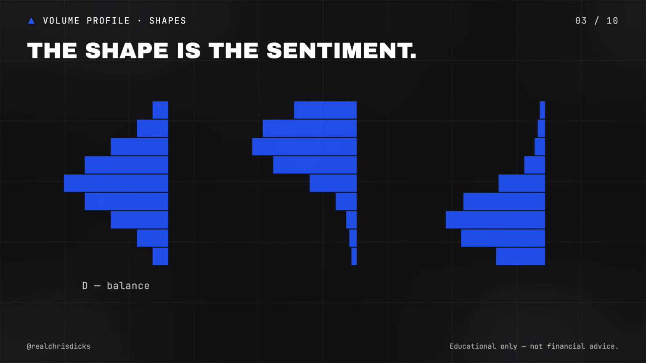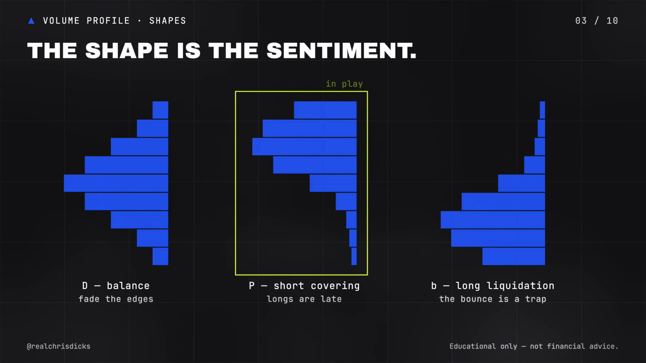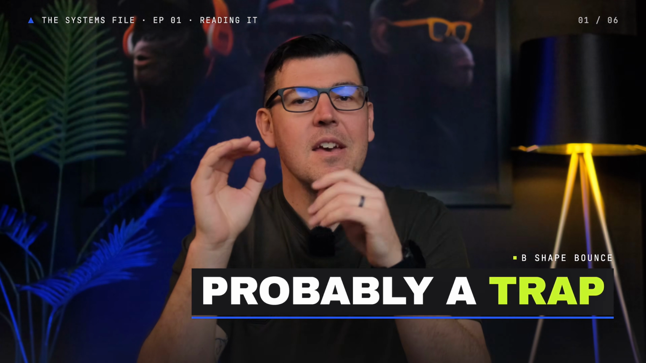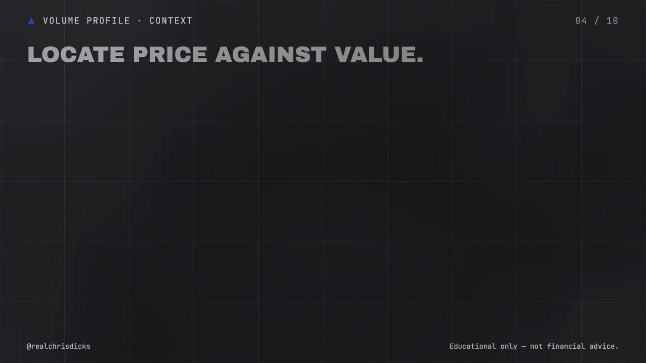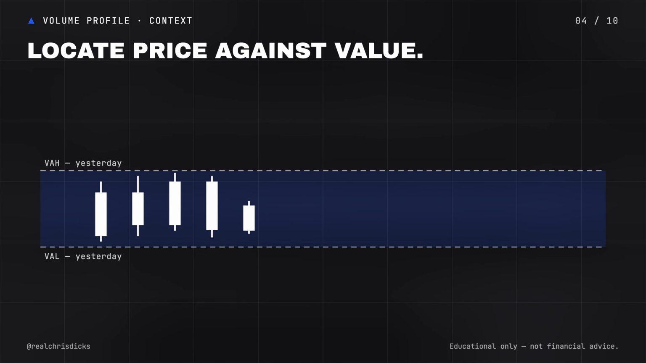Quick one on shapes. A D shape is balanced. Market's happy. Fade the edges. P shape, short covering, usually late in rally. B shape, long liquidation. That bounce you want to buy, probably a trap.